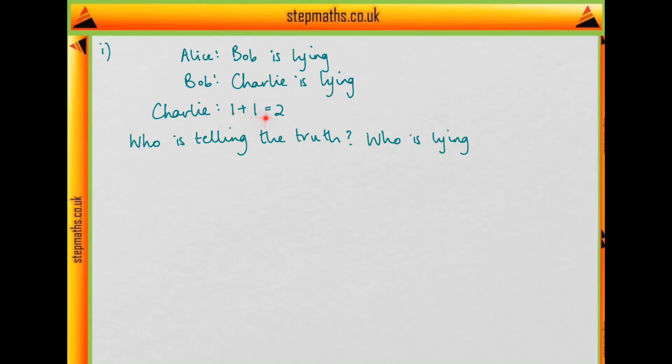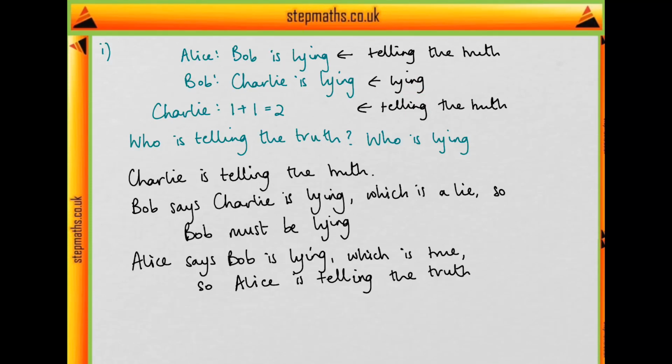Well, we know of course that 1 plus 1 is indeed equal to 2, so we know that Charlie is telling the truth. And Bob says that Charlie is lying, so if we know that Charlie is actually telling the truth, then that must mean that Bob is lying. And Alice claims that Bob is lying, and that is true, so Alice must be telling the truth. And so we see that Charlie and Alice are the ones telling the truth, and Bob is lying.